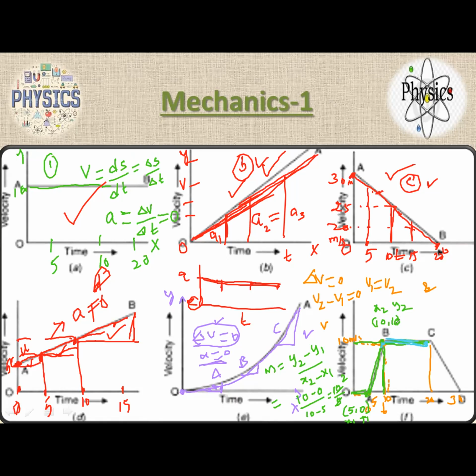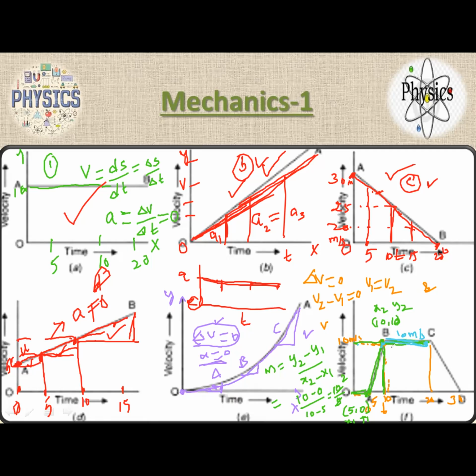Is it at rest or uniform motion? Tell me. Constant motion. Is it constant or 0? Constant, sir, because it's already 10 meter per second. It is not changing, just constant. So the slope is also 0, right? If I ask you to calculate the slope, what is the acceleration of this graph? 0, right? There is no change in velocity.